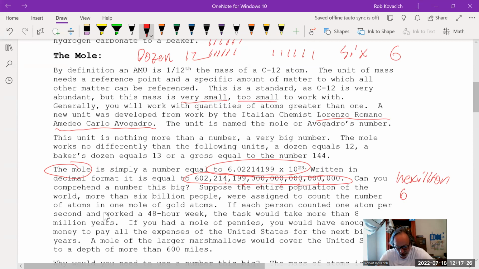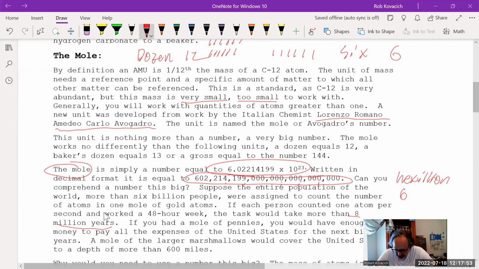So if the entire world's population were to count 1 mole of gold, it would take us 8 million years. If every single person on the planet was counting 1 gold atom, and we were working 48-hour weeks with around the current population, again, 8 million years. So we're obviously not going to be counting atoms. We would like to be able to count them, but we're going to count them in a different way.